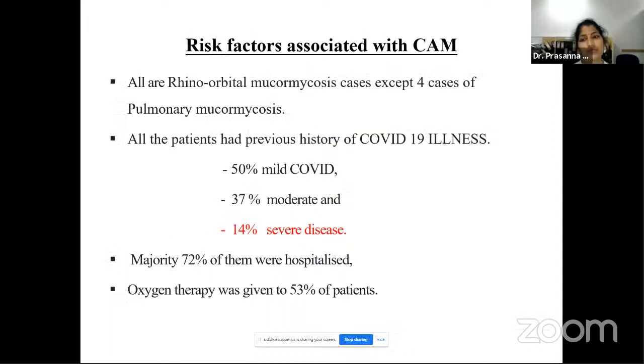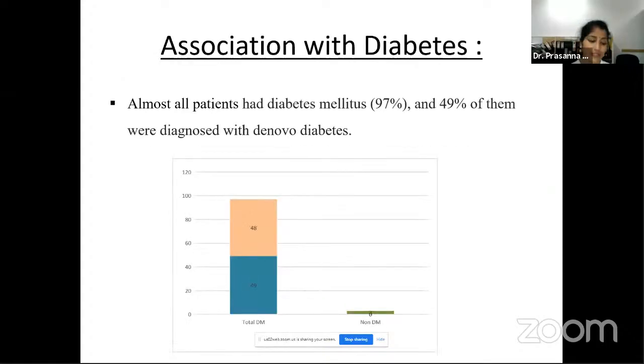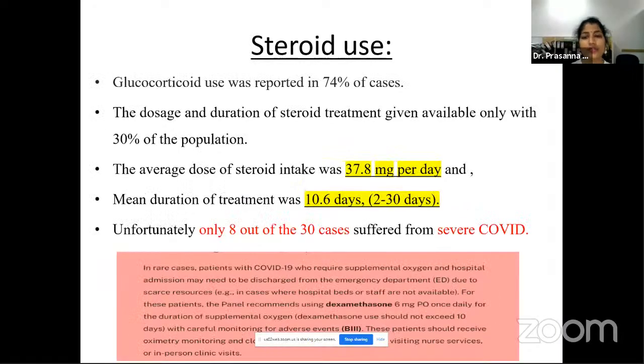All the cases were rhino-orbital mucormycosis except 4 which were pulmonary mucormycosis, and all the patients were COVID-19 affected. Out of them, 14% suffered from severe disease. 72% of them were hospitalized, and 53% of them received oxygen therapy. Diabetes was the most important risk factor associated with this disease, with 97% of the population, and out of them, 49% were diagnosed with de novo diabetes. And 74% of them received steroids, and the mean average dose was around 37.8 milligrams per day, over a mean duration of 10.6 days.